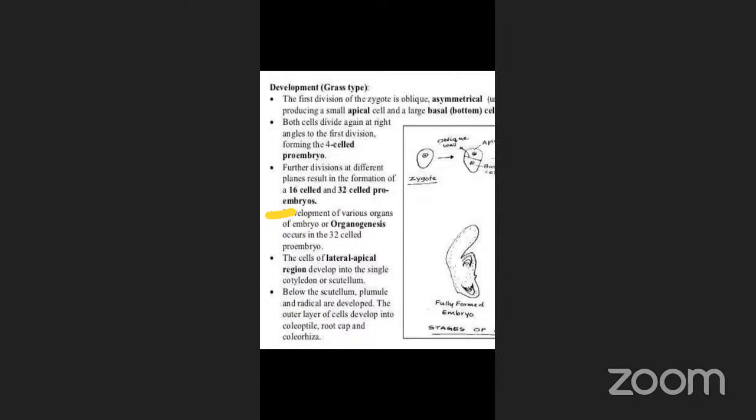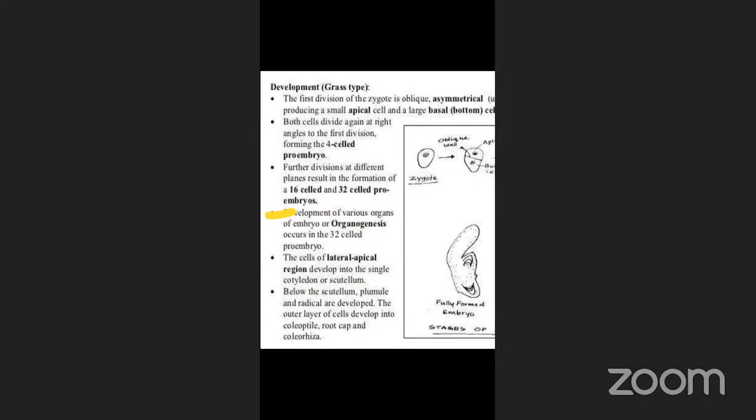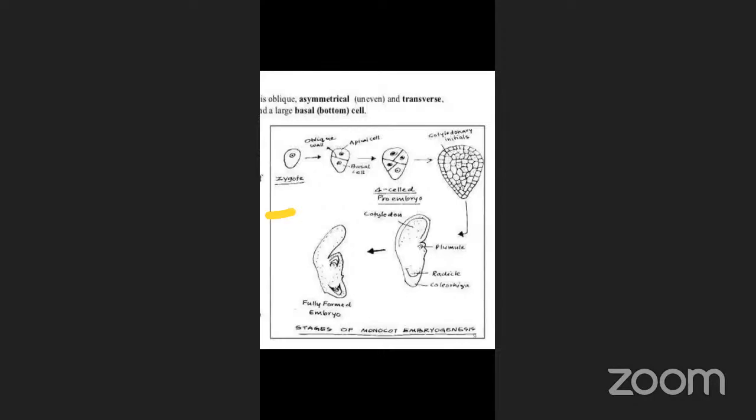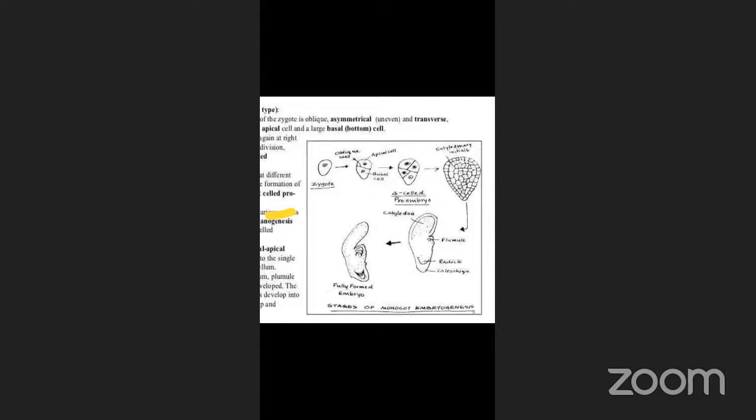This is the development of the grass type embryo. The development of various organs of the embryo, or organogenesis, occurs from the 32-celled proembryo. Show the diagram: one cell giving two, then four, then cotyledon, to an immature embryo. It shows plumule, radicle, coleorhiza, finally forming an embryo. These are the stages of monocot, the grass type of embryo.